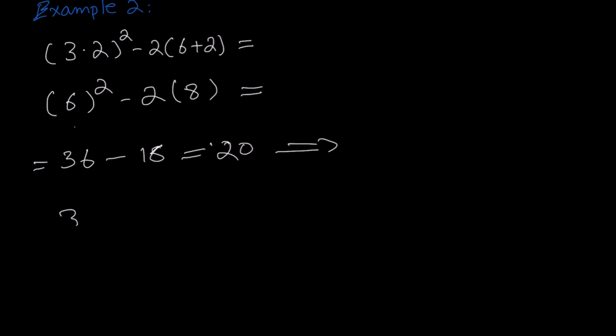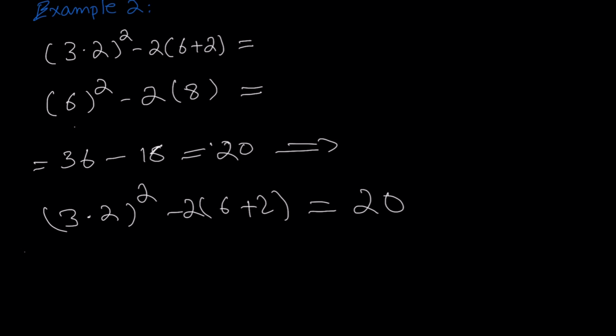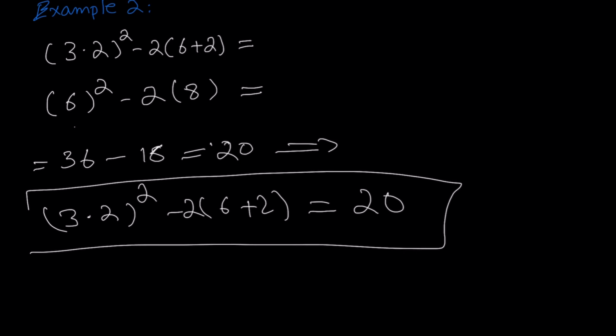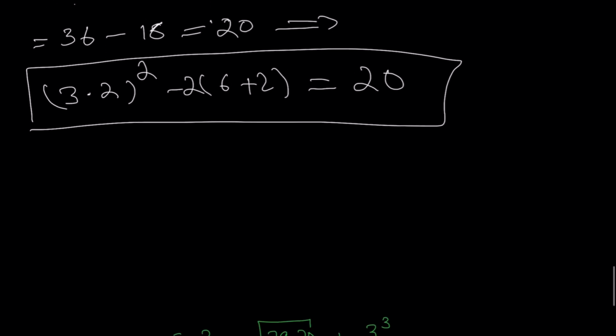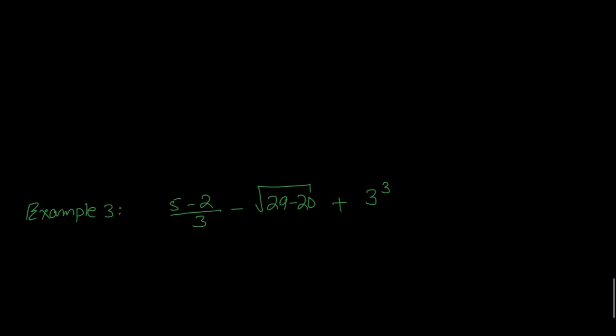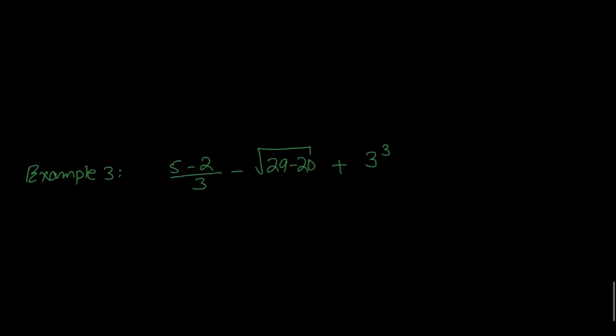So that will be 3 times 2 squared minus 2, 6 plus 2, is equal to 20. So again, we took care of the parentheses first, and then we took care of the exponents, and then we were done with the equation here. So that was simple. Now let's see what we can do with this example.